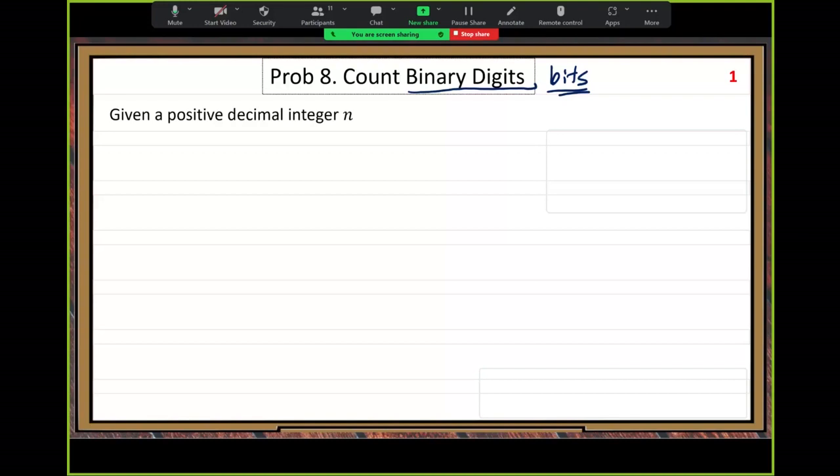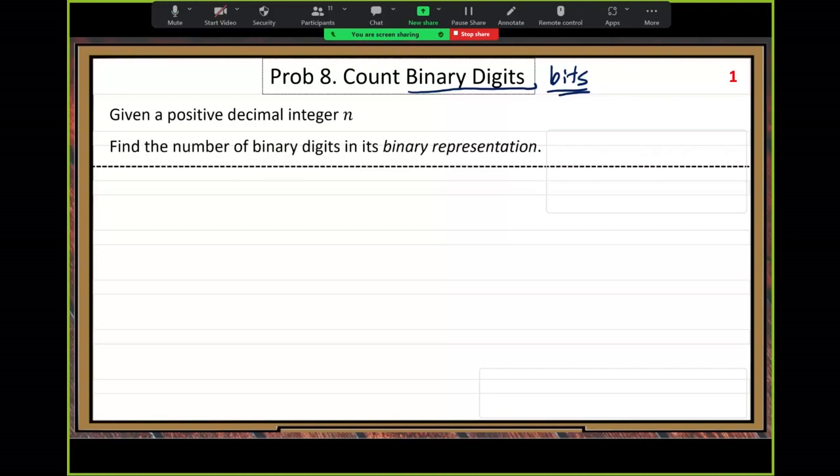Given a positive decimal integer n, find the number of binary digits in its binary representation. So it's not very hard, but here we want to see that half size reduction. That variation. All right.